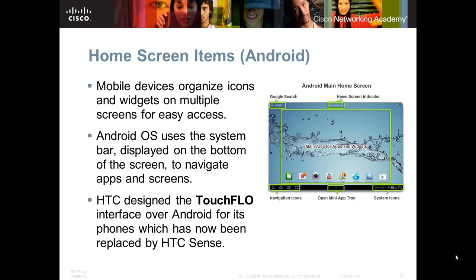This slide shows some common features of the home screen for the Android. Almost all home screens for the Android operating system have some type of Google search integrated, since this is from Google. We have the navigation icons. They always have a back button and a home button, and then they usually have two other buttons that may depend on which type of device you're using.